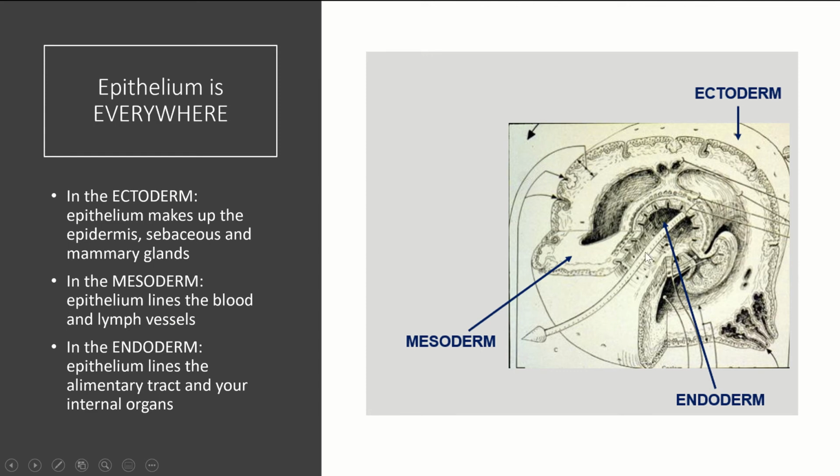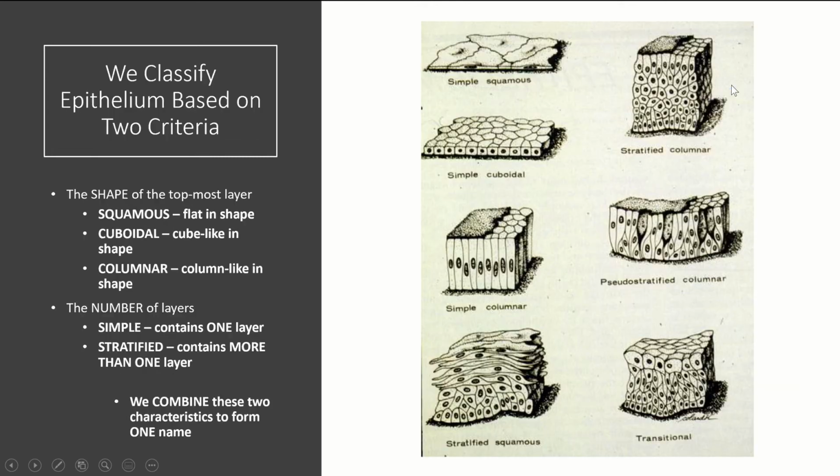And then your endoderm is kind of that tube on the inside, right, from your mouth to your rear end. So that tube, your digestive system. So epithelium is going to line the alimentary tract, your digestive system, and then it's also going to line those internal organs. This is a long roundabout way to say that your epithelium is found within all three layers, the basic three layers of your body, okay? The ectoderm, mesoderm, and endoderm.